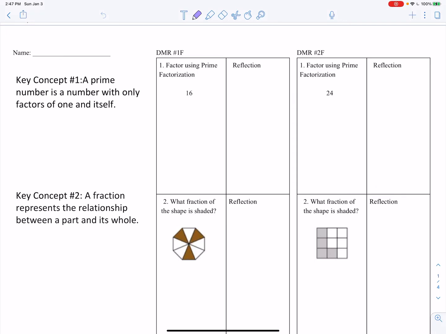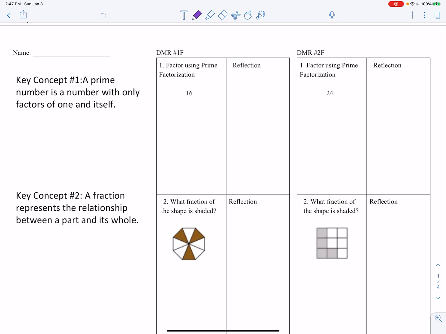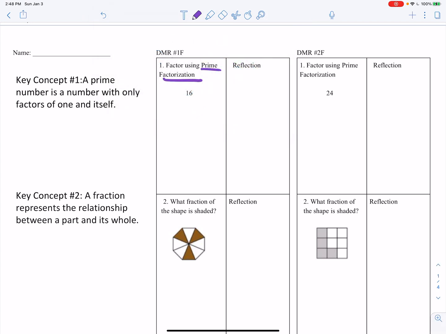Okay, so this week's DMR is going to be focusing on prime factorization. So the first thing that we want to do is discuss what prime factorization is. I'm going to make my pen a little bit smaller. A prime number is a number with only factors of 1 and itself.